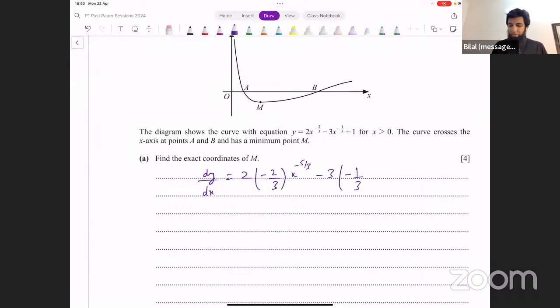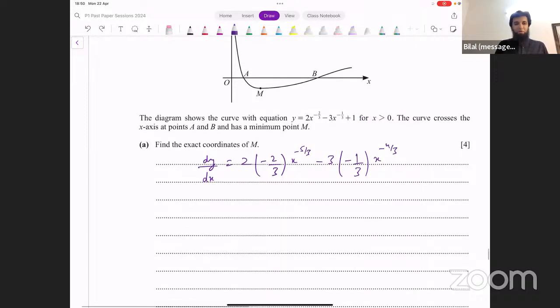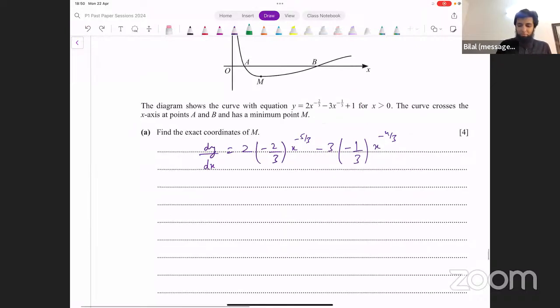In this case, 3 into 1 minus 3 into minus 1 over 3 into x raised to the power minus 4 over 3. And then the derivative of 1 is just 0. Since we're looking for the turning point, we put this equal to 0. 0 equals minus 4 over 3 into x raised to the power minus 5 over 3 plus 3 and 3 get cancelled, and we have x raised to the power minus 4 over 3. Okay, this is what we get.